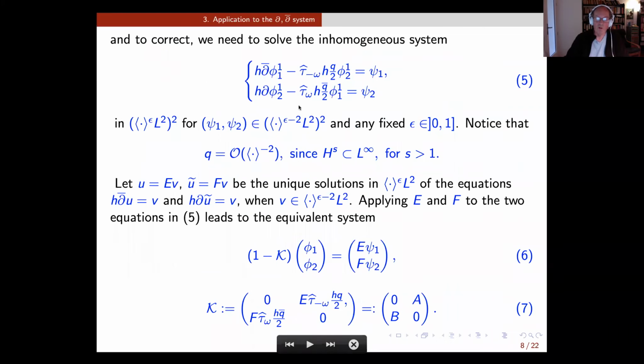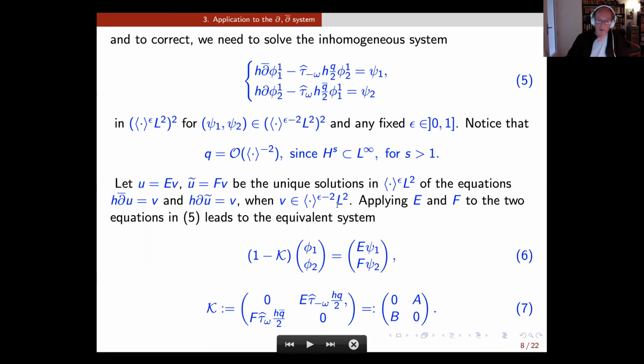So let's write down a general inhomogeneous system. In our situation, we have psi 1 equal to 0 and psi 2 equal to a special expression that we had on the previous slide. We want to solve this for phi 1 and phi 2 in this weighted L2 space for some fixed epsilon strictly above 0 and smaller than or equal to 1. As I said, Q is O of bracket z to the power minus 2. So I will do an iteration procedure. I introduce the inverses of this operator here and this operator here. The inverse of h d bar I call E. It's the solution of this equation, and F of v is the solution of the corresponding complex conjugate equation.